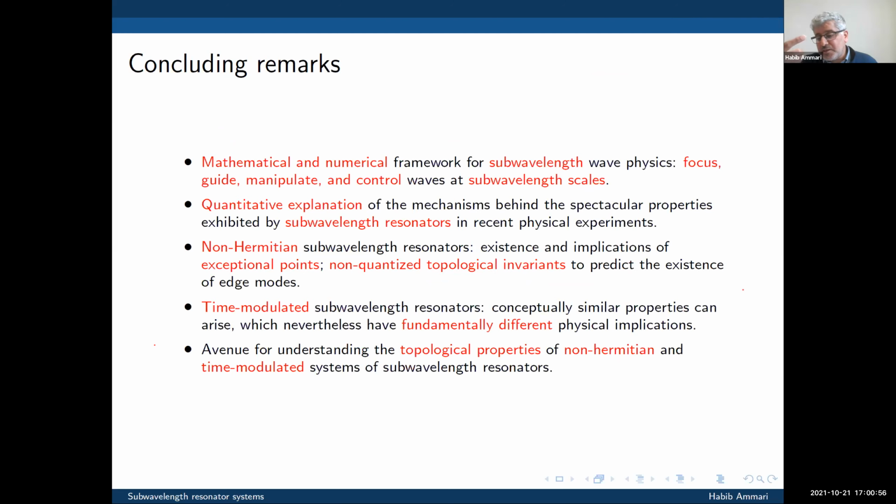I think the basic idea in all of these systems is that you have to create degeneracies and try to open these degeneracies into non-trivial band gaps. If you can do it, then you make all of these extraordinary properties of guiding, manipulating, or controlling waves robust with respect to imperfections. We got very much excited about this time-modulated setting, and I think that there is an avenue for understanding many of these extraordinary physical properties in such systems.